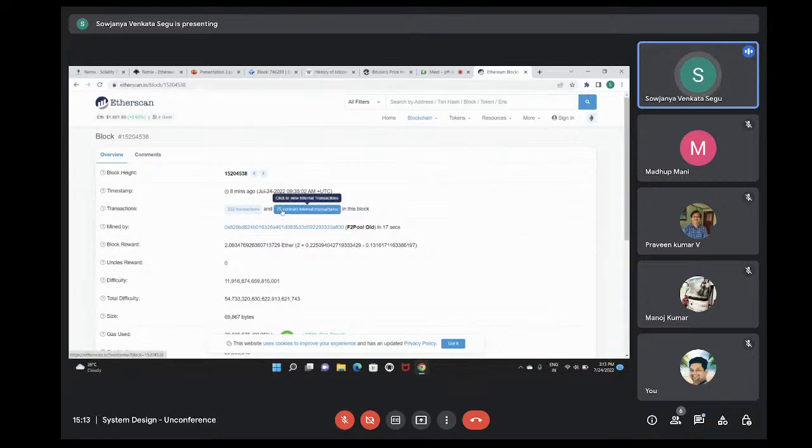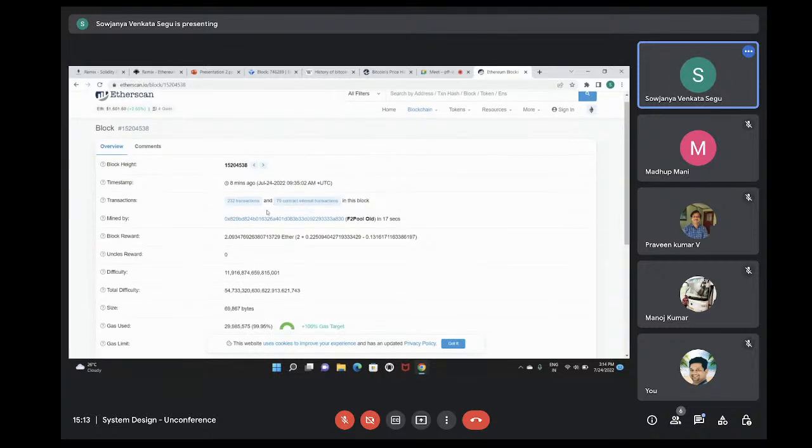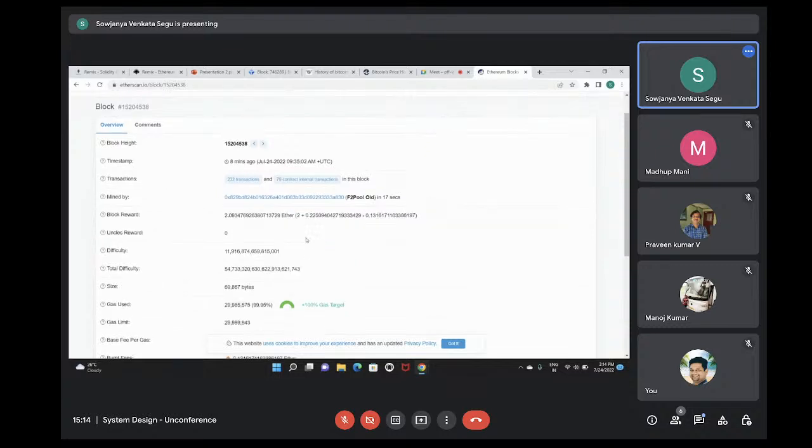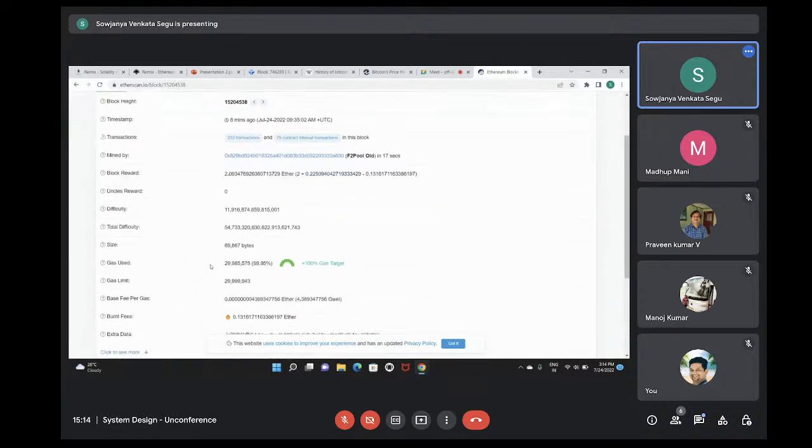And then 79 contract internal transactions. These are the calls to the smart contracts deployed on the Ethereum network. And mined by this address, block reward is 2 ethers plus this is the transaction fee. Uncles, I will explain it in the next class.